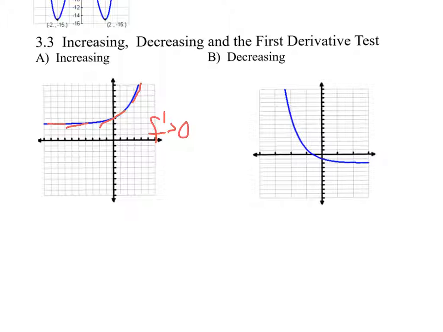On the right-hand graph, I see that this time my graph is decreasing. Every place where my graph is decreasing, when I draw in those tangent lines, notice that those tangent lines have negative slopes. Slope is the same as derivative, so we're going to say the derivative for those are all negative, or less than 0.